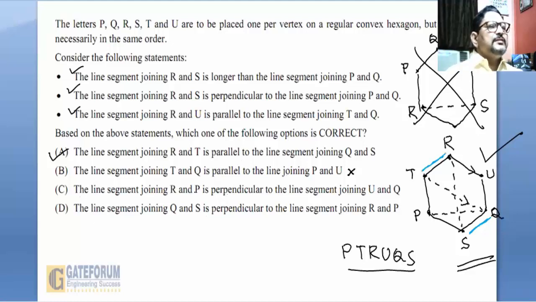The line segment joining R and P is perpendicular to the line segment joining U and Q, which is absolutely wrong. The line segment joining Q and S is perpendicular to the line segment joining R and P. So that is also wrong. So this stands correct. I hope we have understood it.